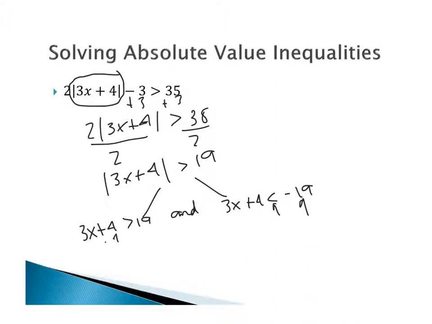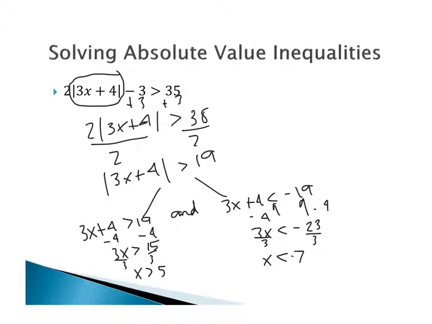So we go -4, that's a -4. 3x is greater than 15. Divide by 3. x is greater than 5. And then for this one, -4, 3x is less than -23. Notice that this one is not easily divisible by 3, so we'll just leave it as a mixed number. So 3 goes into 23 7 times, and this is negative, with 2/3 left over.